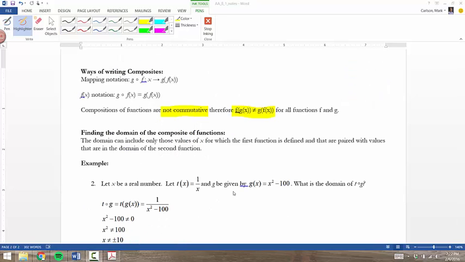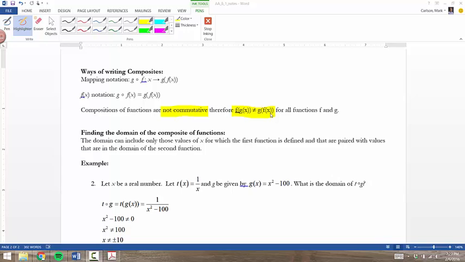Alright, just like functions, there's two different ways that we can write composites of functions. One is mapping notation, as we have here, and the other is function notation. Now you'll find that most of the time in class I'll use function notation. I just think it's a little bit more clear, but both of them are totally fine. Now the last thing I want to mention as it relates to that is it's really important that you understand that composites of functions are not commutative. In other words, f of g of x and g of f of x are not the same thing.